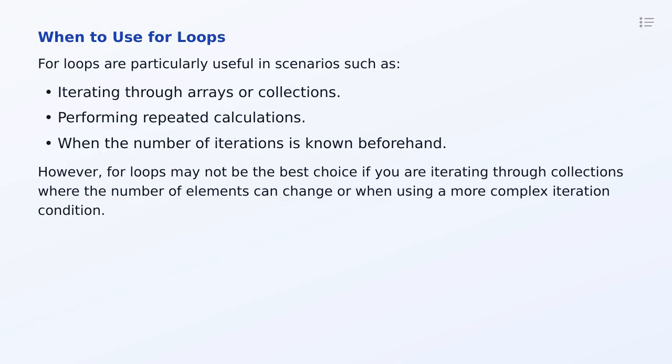Now, when to use for loops. For loops are particularly useful in scenarios such as, first, iterating through arrays or collections. Also, performing repeated calculations. Finally, when the number of iterations is known beforehand. However, for loops may not be the best choice if you're iterating through collections where the number of elements can change or when using a more complex iteration condition.